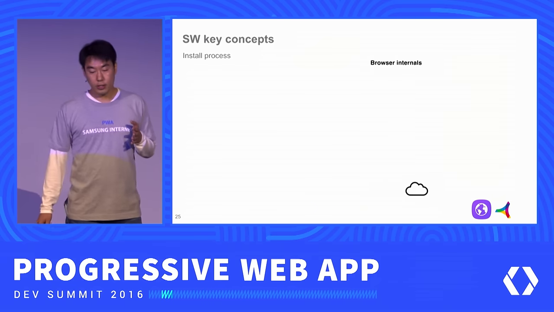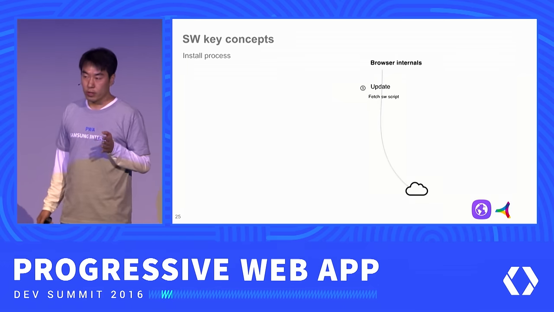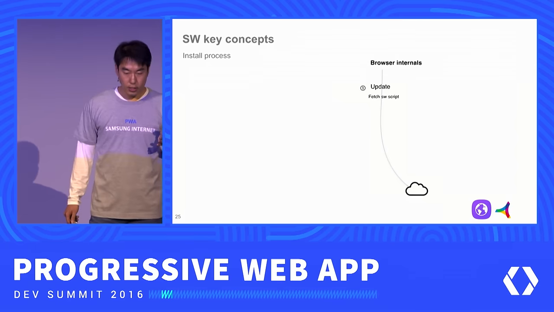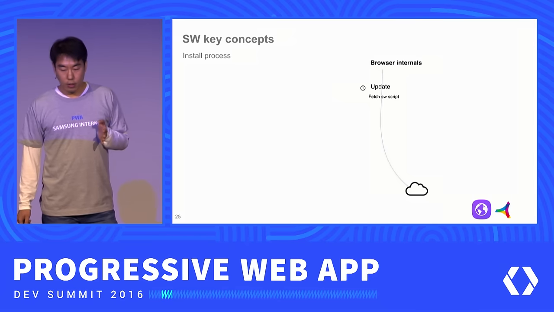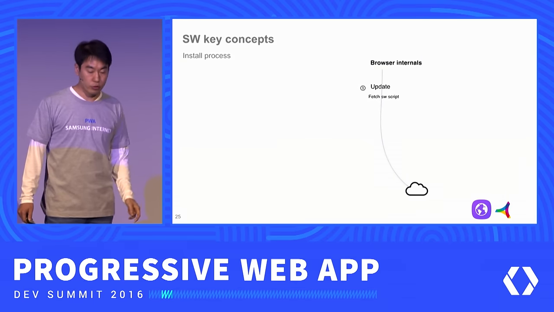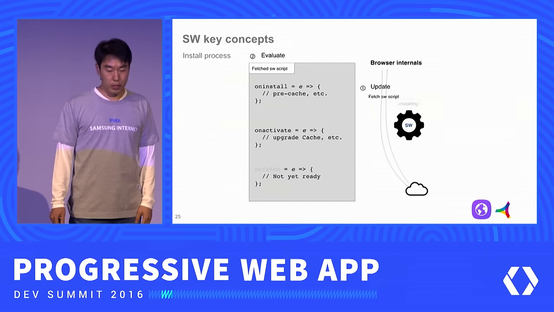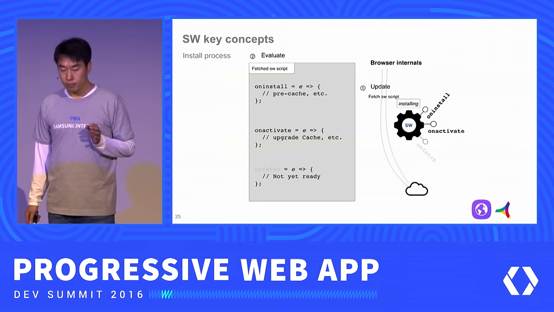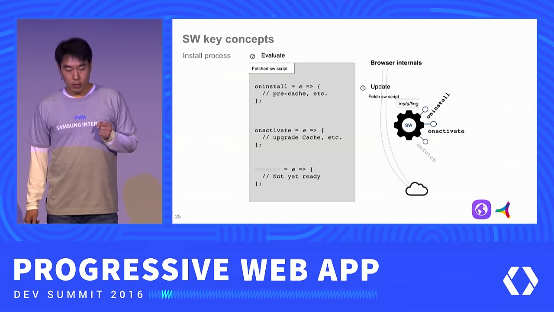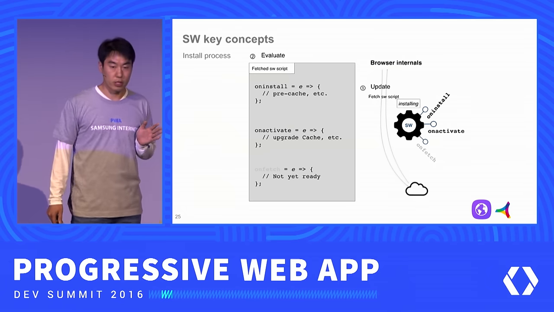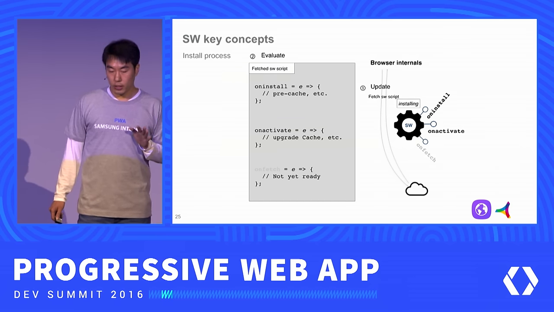And here's the installation process. I just wanted to explain how the state of those service workers in the registration changes. When the install process or update process is triggered, the first thing the browser does is fetch this service worker script from the network and evaluate this script. Assuming there are three handlers, like install, activate, and fetch defined by the developer. But at this moment, the fetch event is not dispatched because this service worker is not an active worker yet. So it's in installing state.